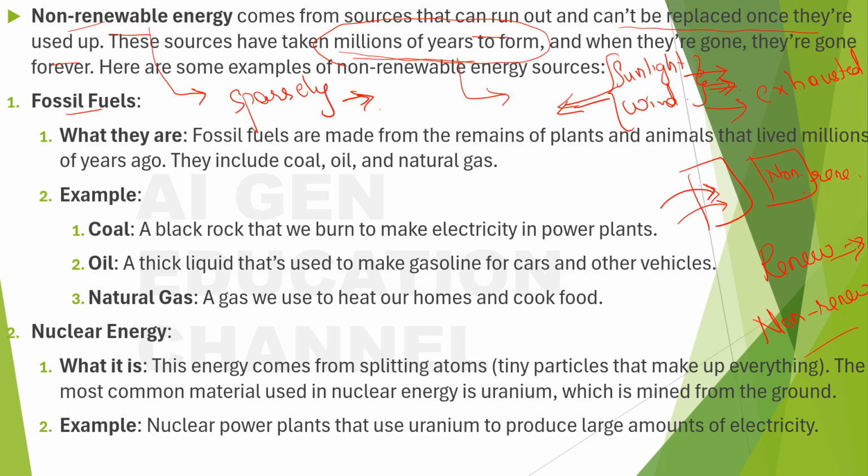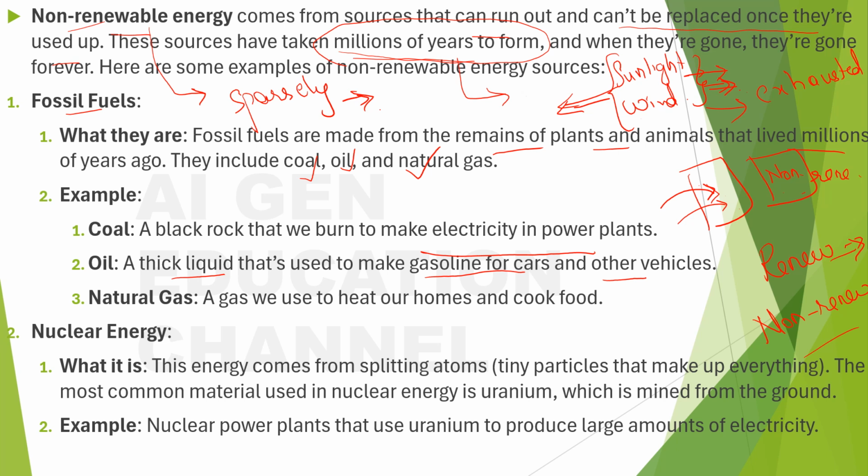Fossil fuels. What are fossil fuels? Fossil fuels are made from the remains of plants and animals that lived millions of years ago. They include coal, oil, and natural gas. Coal, a black rock that we burn to make electricity in power plants. Oil, a thick liquid that's used to make gasoline for cars and other vehicles. Natural gas, a gas we use to heat our homes and cook food.